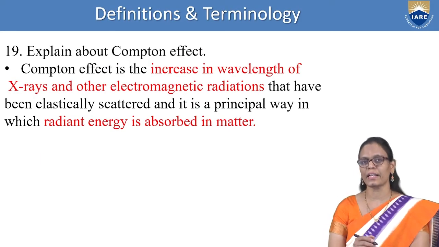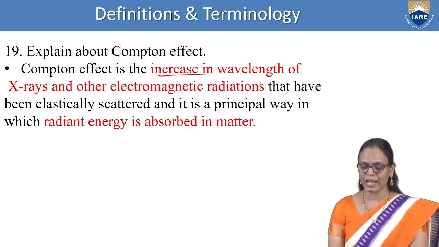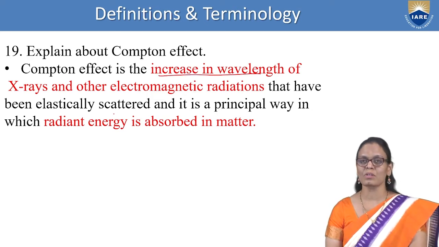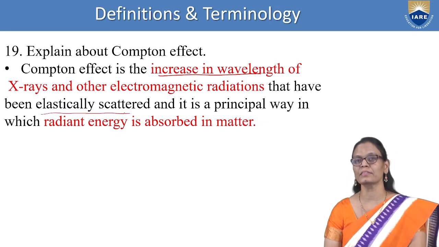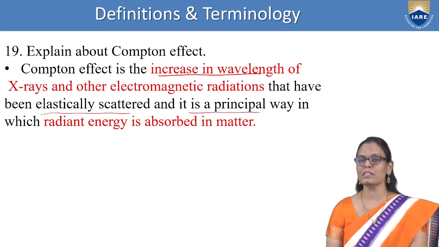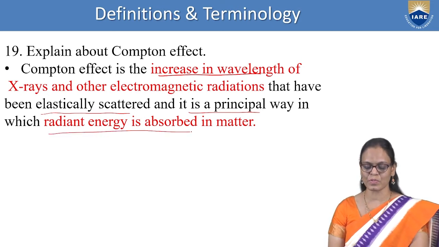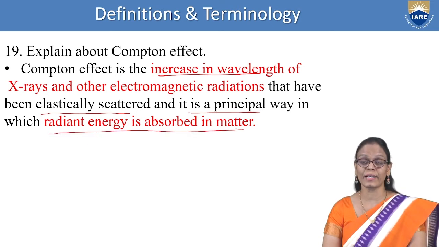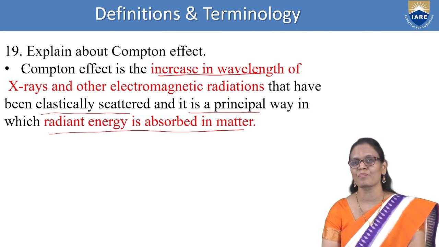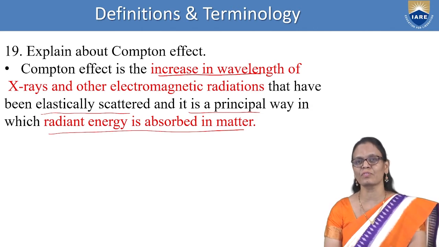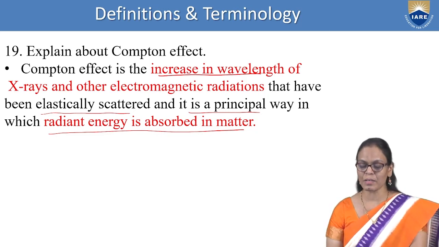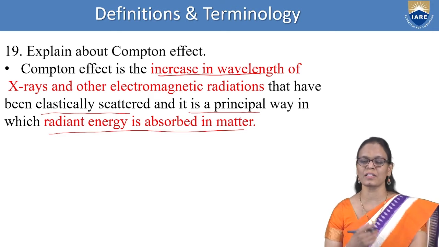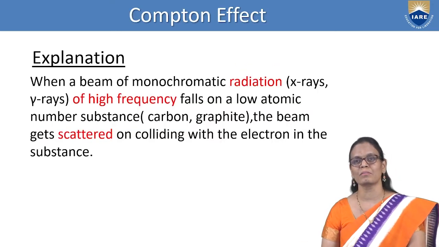What he said is that there is an increase in wavelength of X-rays or other electromagnetic waves that have been elastically scattered, and it is a principal way in which the radiant energy is absorbed in matter. So that is what Compton's effect says. It is the increase in wavelength of the X-rays and other electromagnetic radiations that have been elastically scattered, and it is a principal way in which radiant energy is absorbed by the matter.